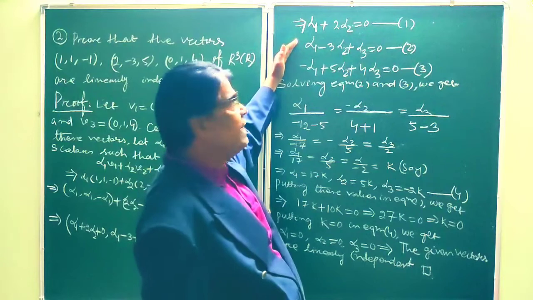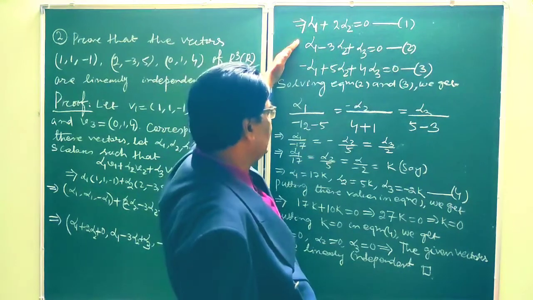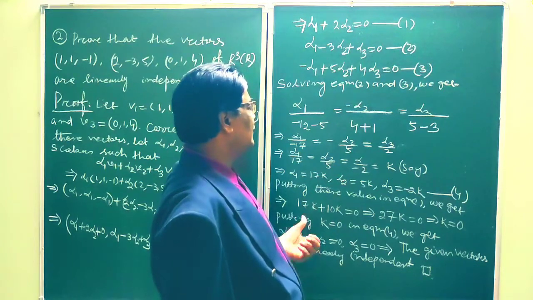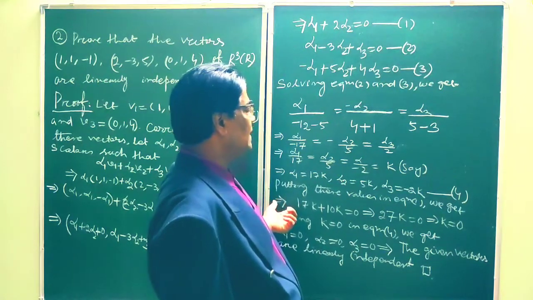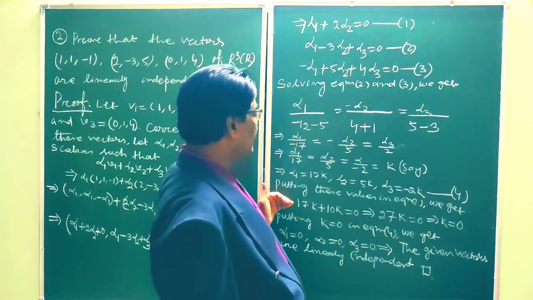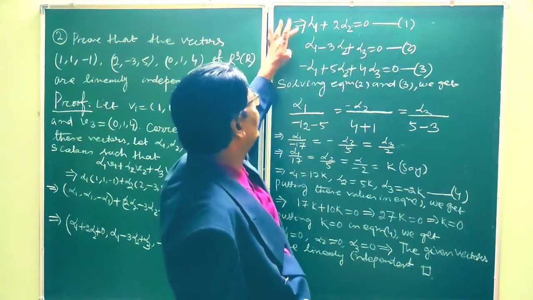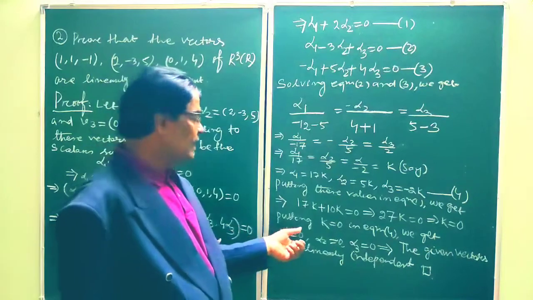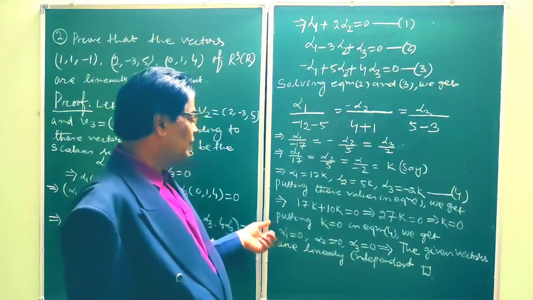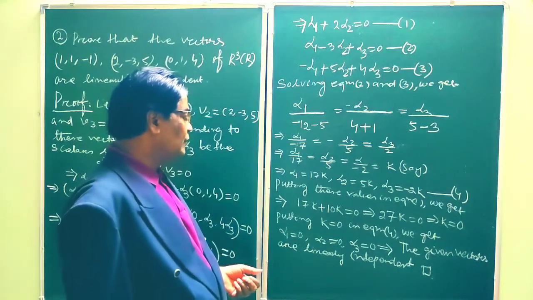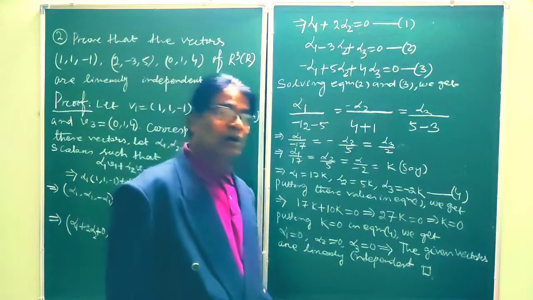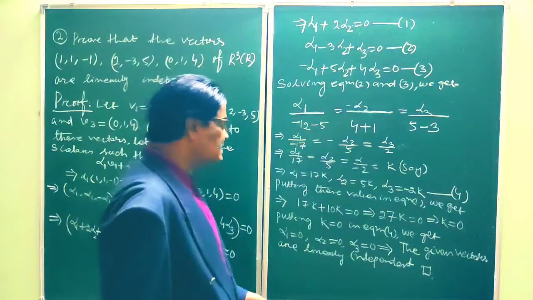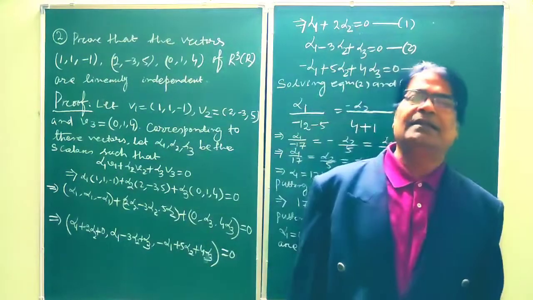Now solving equations 2 and 3, we get alpha 1 is equal to 17k, alpha 2 is equal to 5k, alpha 3 is equal to minus 2k. Now putting these values in equation 1, we get k is equal to 0. Now putting k is equal to 0 in equation 4, we get alpha 1 is 0, alpha 2 is 0, alpha 3 is 0. Means all the scalars are 0. Therefore, the given vectors are linearly independent.